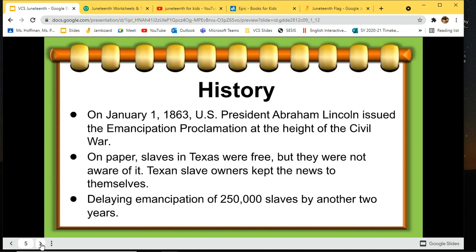History. On January 1st, 1863, U.S. President Abraham Lincoln issued the Emancipation Proclamation at the height of the Civil War. On paper, slaves in Texas were free, but they were not aware of it. Texan slave owners kept the news to themselves, delaying the emancipation of over 250,000 slaves by another 2 years.